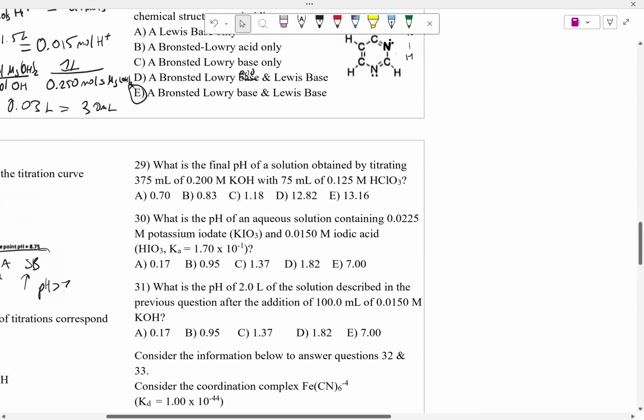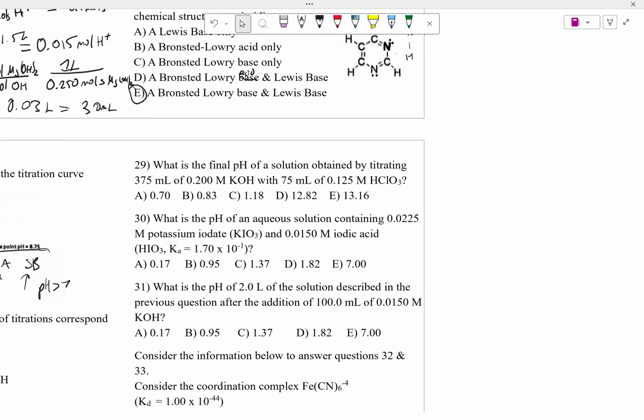All right, let's try to do 29, I guess. 29 is a strong acid, strong base titration. We don't have to do that. Okay, let's try to do 30.